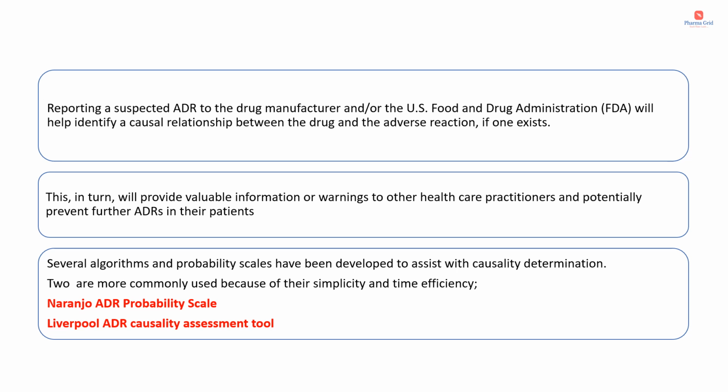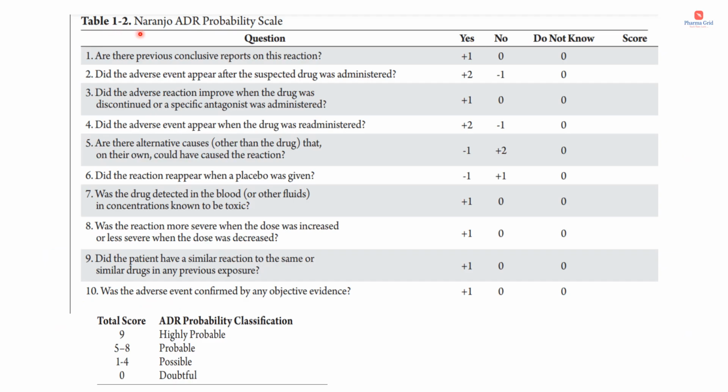Two are more commonly used because of their simplicity and time efficiency. They are the Naranjo ADR probability scale and the Liverpool ADR causality assessment tool. So in this slide you can see the Naranjo ADR probability scale. This scale consists of 10 questions, and the answers can be yes, no, or do not know.